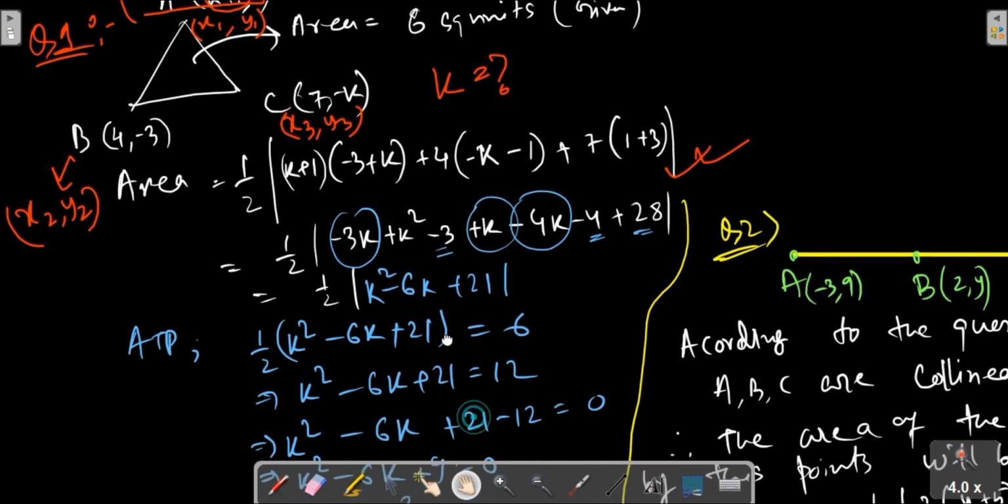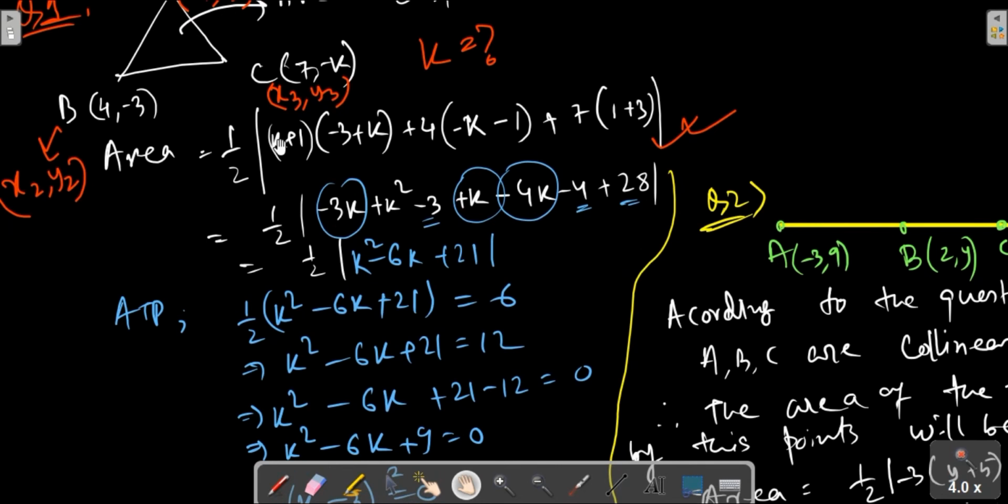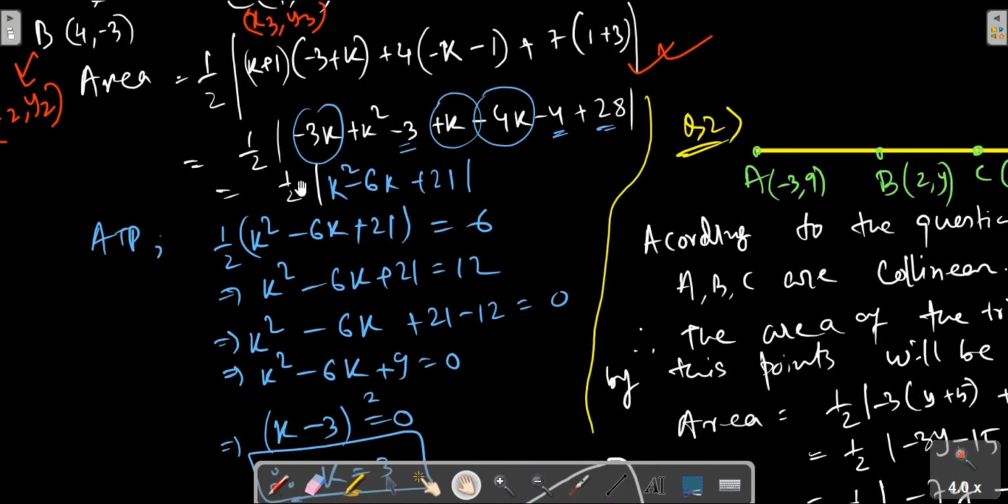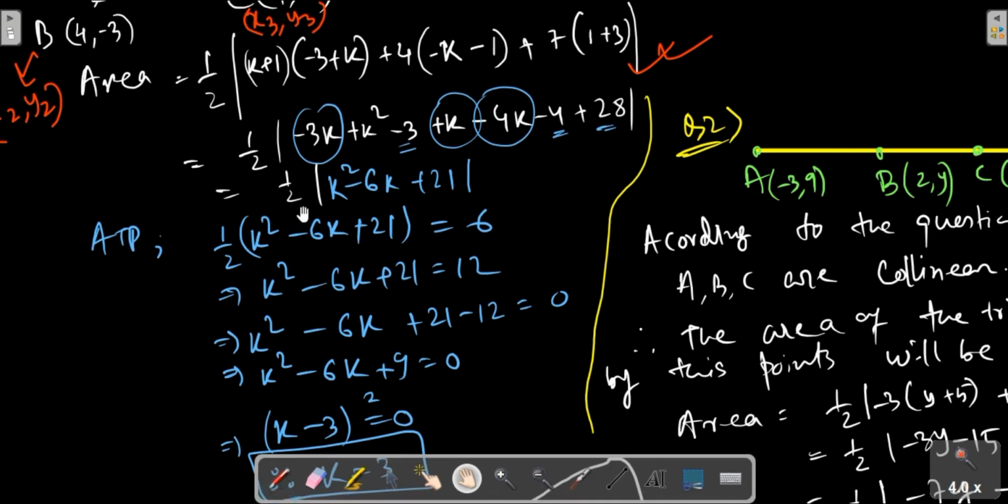You can just follow the board now. So that is k into 3 minus 3k, k into k, it's k square. 1 into minus 3 is minus 3, 1 into k is plus k. 4 into minus k is minus 4k, 4 into minus 1 is minus 4. Plus 7 into (1 plus 3), which is 4, so 7 fours are 28. Now you can see the calculation. So we have got here the expression on our own. So this is our expression, whatever I have got.